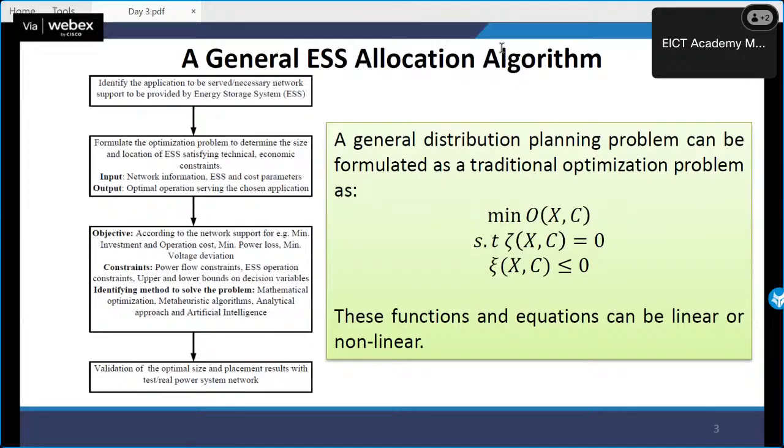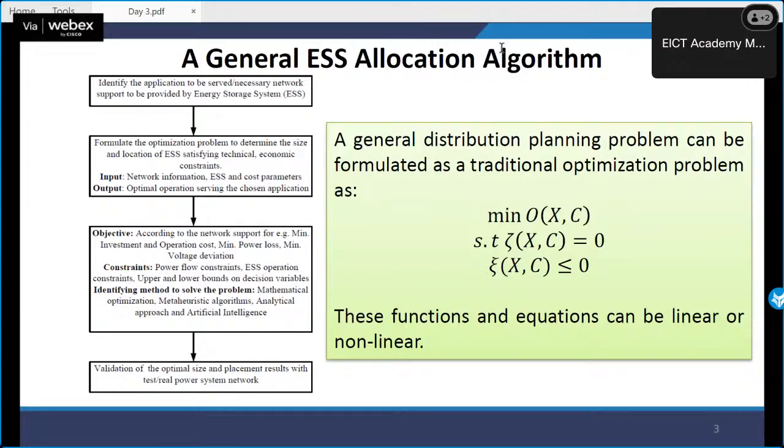And the constraints could be power flow constraint, ESS operation constraint, upper and lower bounds on decision variables, and then you have to identify a suitable method to solve it. There are many methods, but some of them are mathematical optimization, classical optimization techniques, and probably you can also get into heuristic techniques today, which are quite popular. Due to big data, analytical approaches and AI techniques can also be used for optimal sizing and siting of batteries.